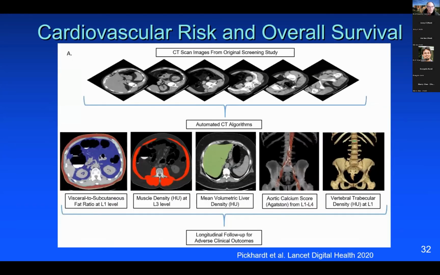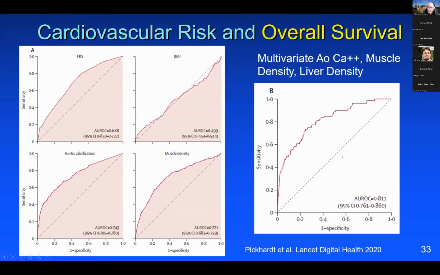So now that we had developed these 5 different AI tools, we wanted to figure out whether they could shed some light on cardiovascular risk and overall survival. So what we did was we collected 9,000 CT scans of men and women undergoing colorectal cancer screening with CT colonography. We ran the 5 different AI tools that I just mentioned, and we predicted overall survival using these different AI outputs, either singly or in combination.